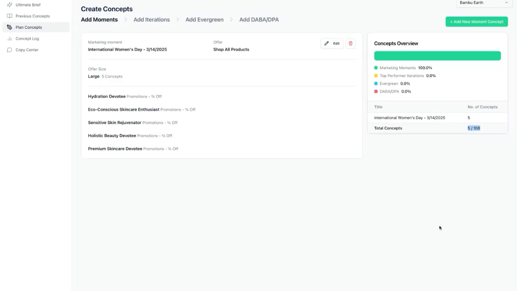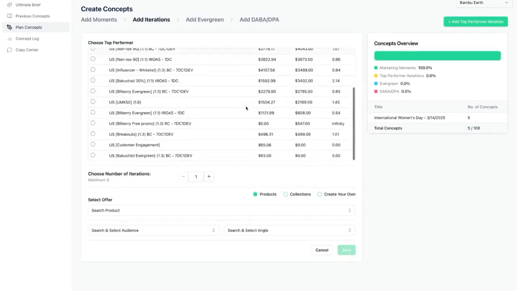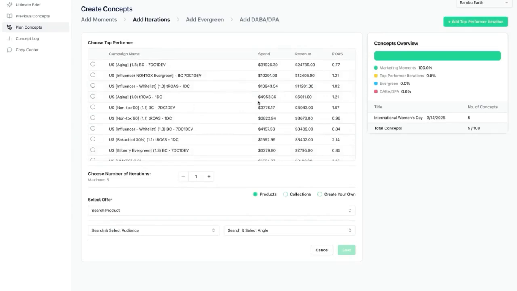You with me? Yep. And I could go on and do more if I wanted. If there were other moments, I would add those in. Then I go to iterations. Okay. And now I look and go, okay, of any of these campaigns, do I want to iterate on any of these ads? And maybe I'm like, well, this one is struggling a little bit on the efficiency side. So we're going to iterate on this aging campaign. Okay. So we're going to do one iteration. This is about the aging. So I know that that's related to the petite grain moisturizer. We're going to, in this case, do the holistic beauty devotee, and we're going to talk about smell, whatever.